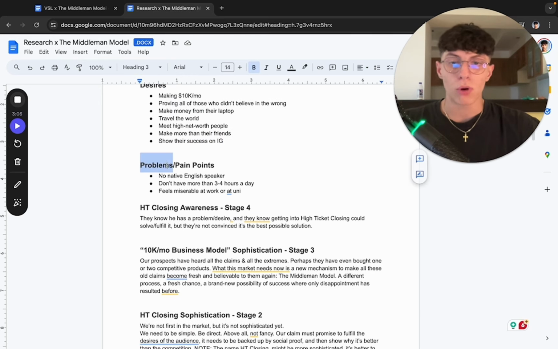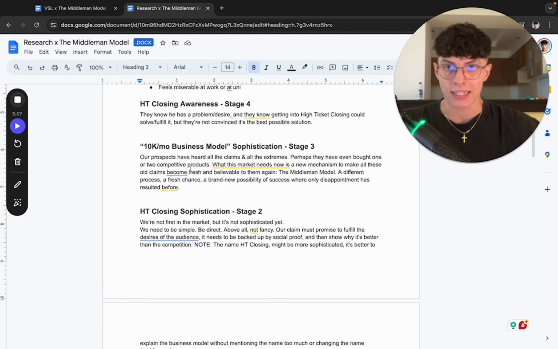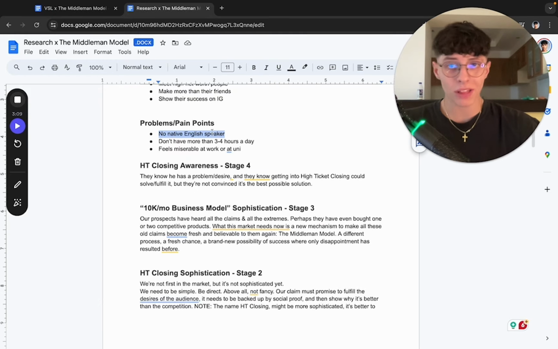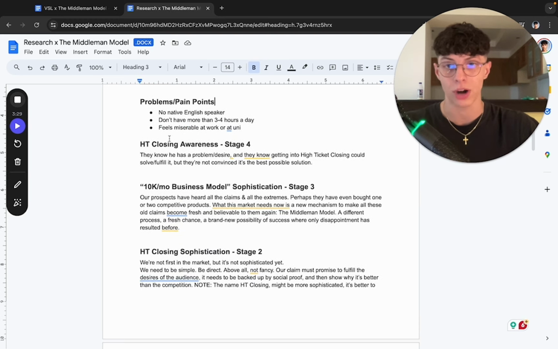Now, problems and pain points that my ICP has. Some of them are non-native English speakers, so they think they can't become high-ticket closers if they are non-native English speakers. Some of them don't have more than 3 to 4 hours a day to invest into this business model, and others feel overall miserable at work or at university. They don't like it there. That is sort of a pain point, okay? A problem that they have right now in their life.